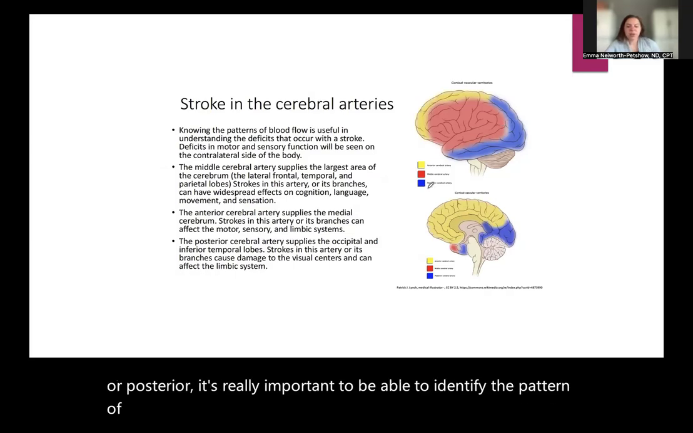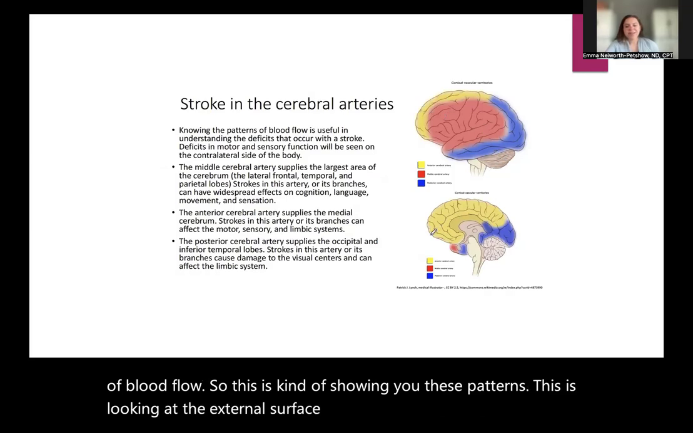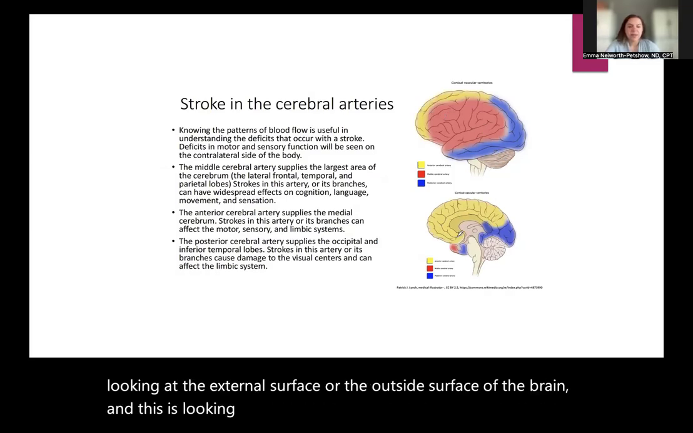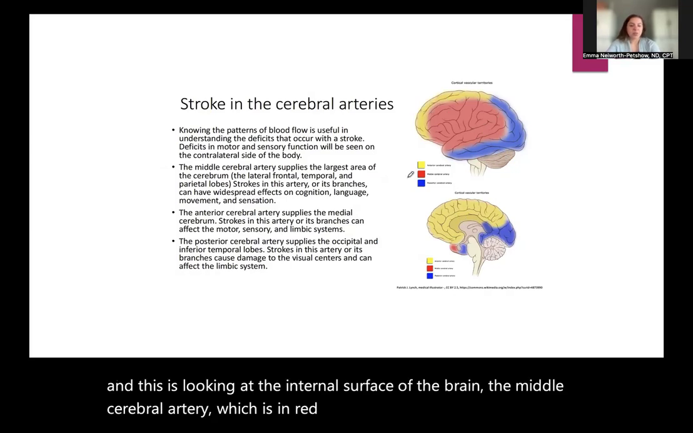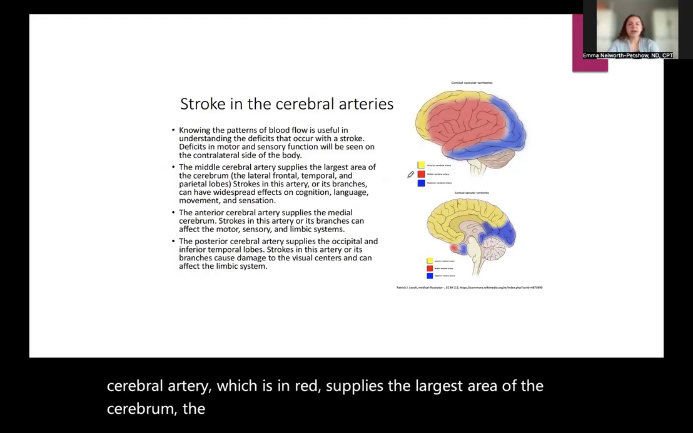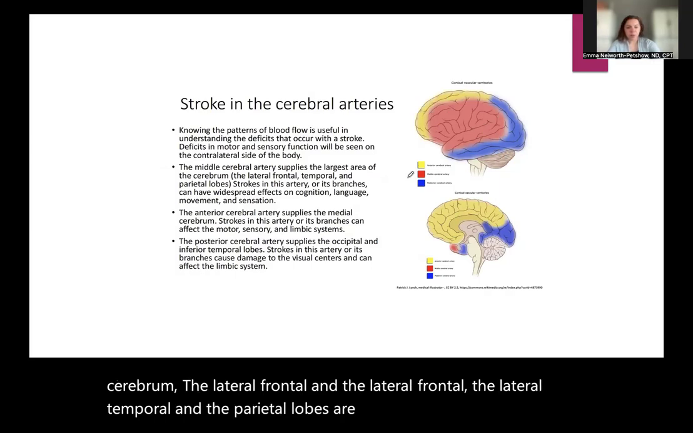So this is kind of showing you these patterns. This is looking at the external surface, or the outside surface of the brain, and this is looking at the internal surface of the brain. The middle cerebral artery, which is in red, supplies the largest area of the cerebrum. The lateral frontal, the lateral temporal, and the parietal lobes are all supplied by the middle cerebral artery.